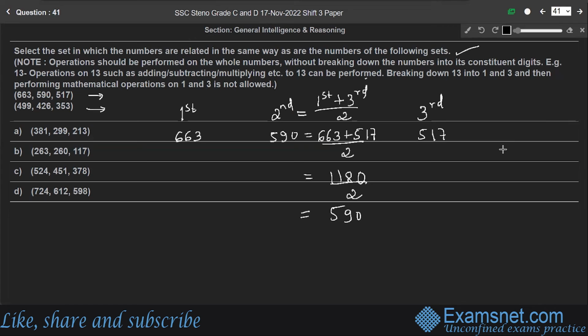Very simple logic, right? So similarly, for the second set of numbers, you have to choose one option in which the logic is the same. So we'll consider option A, in which 381 is the first number, the second number is 299, and the third number is 213. So first number plus third number, 381 plus 213, divided by 2 should be equal to the second number.